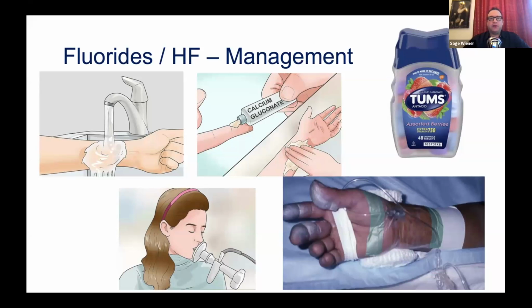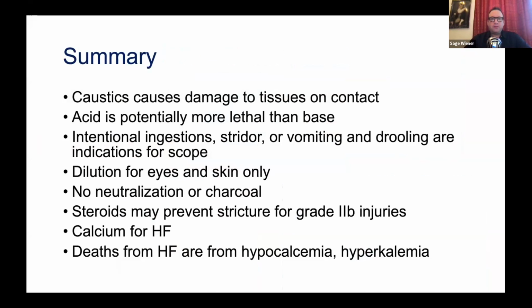So really, these are really serious injuries. The local caustic effect is a small part of it, but the systemic hypocalcemia is the thing that is more likely to kill them, and potentially hyperkalemia. So just to sum up, caustics cause damage to tissues on contact. Remember that acids are potentially more lethal than bases because of the systemic acidosis that they cause, although the bases are more likely to cause a more penetrating local injury.